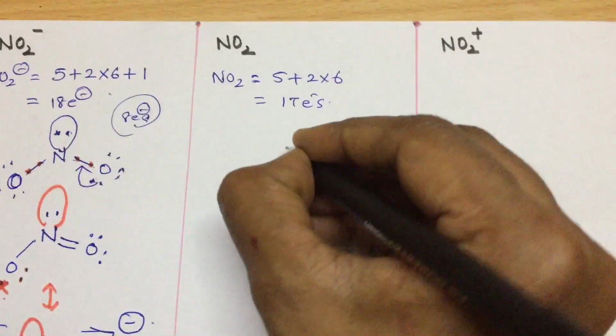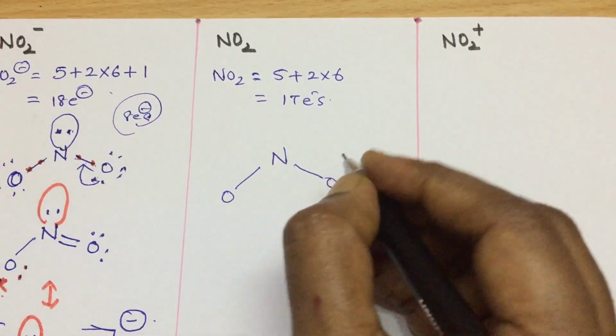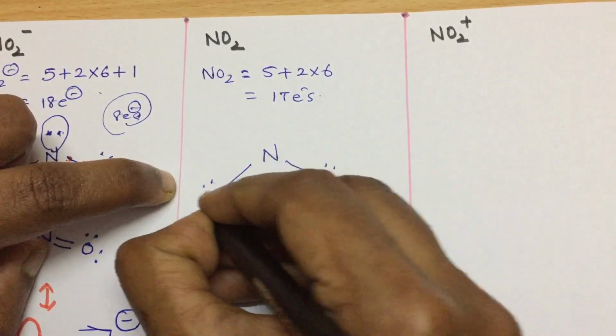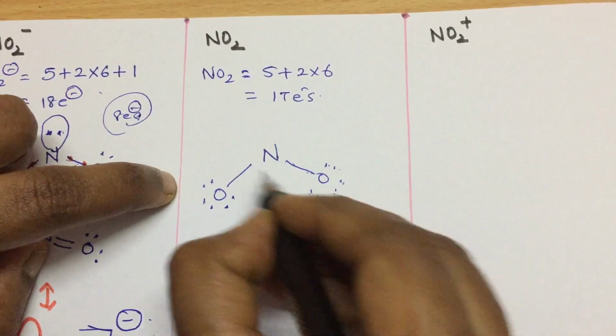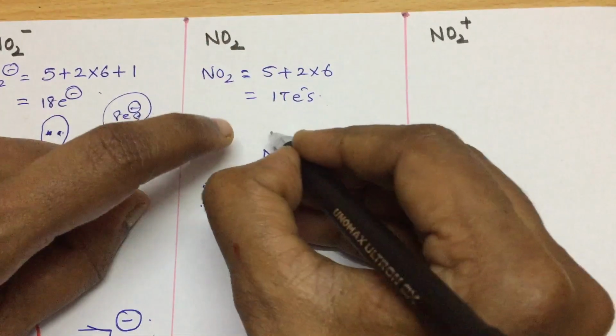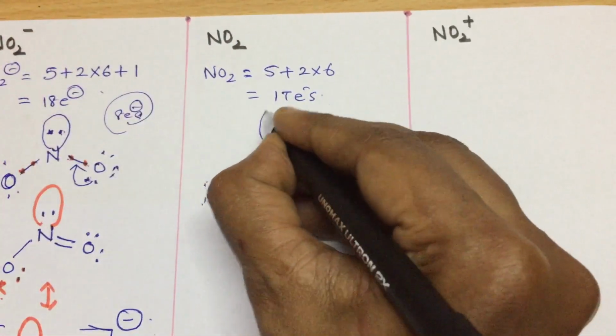This has 17 electrons. So nitrogen, and I am going to put the oxygen sidewise. 1, 2, 3, 4, 5, 6. 1, 2, 3, 4, 5, 6. So 1, 2, 3, 4, 5, 6, 7, 8, 9, 10, 11, 12, 13, 14, 15, 16. 16 electrons, and 1 electron is left over. I can keep the leftover electron on the central atom.